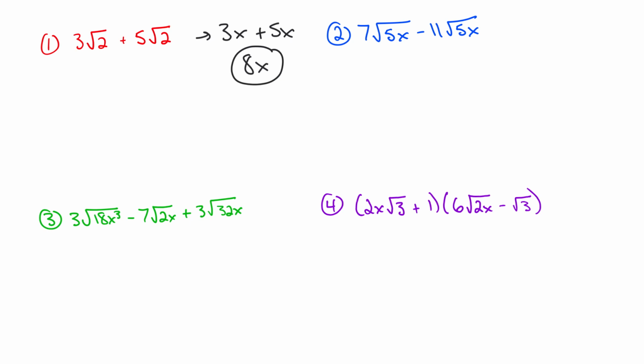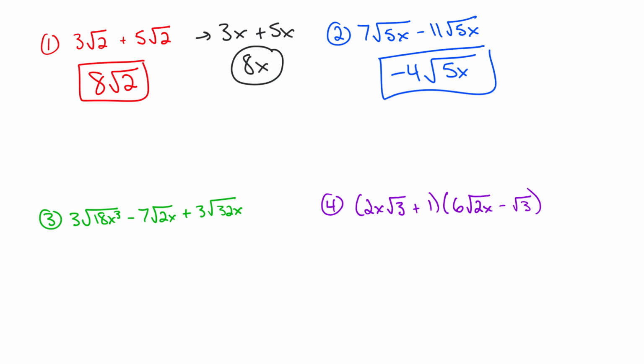We treat that problem that I have in red the same. I have 3 root 2 plus 5 root 2. These are the same type of radicals with the same indexes and the same value for their interiors. So I just simply add their leading coefficients, the 3 and the 5, to get 8 root 2. Problem number 2, same thing. I have 7 root 5x minus 11 root 5x. Even though there are variables, we treat it exactly the same. It's the same type of radical with the same interior values. So I'm just going to take 7 minus 11, which is negative 4, and then I just combine it with the root 5x. That's my answer.